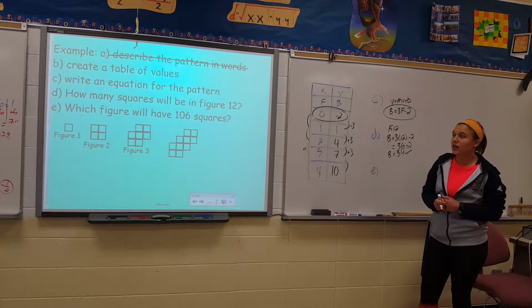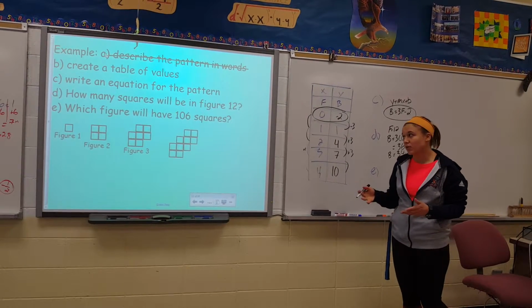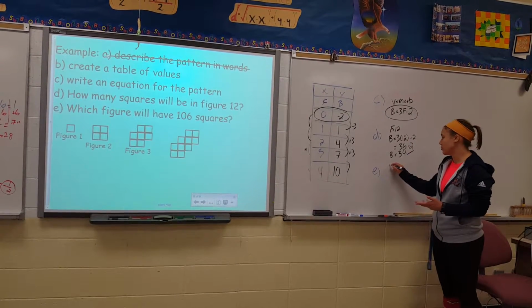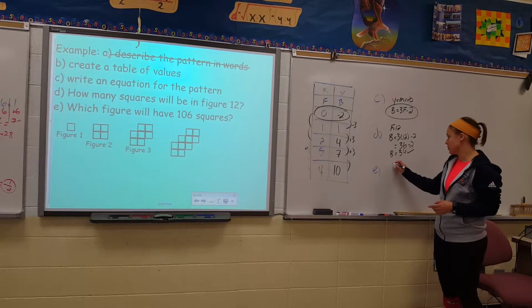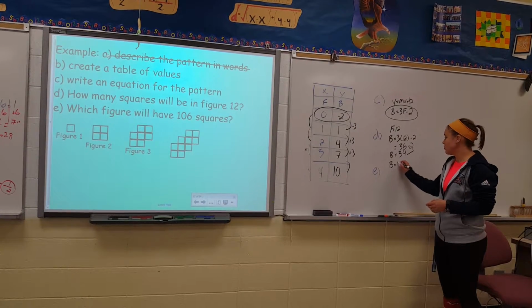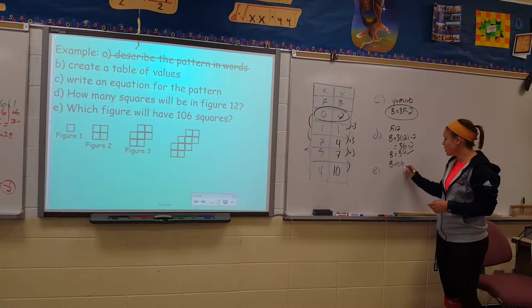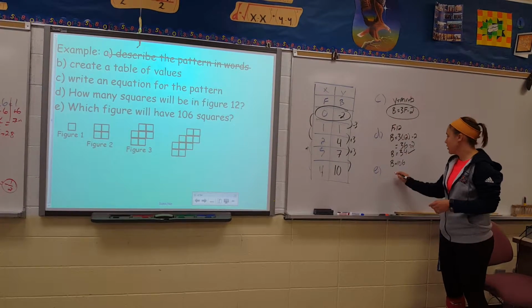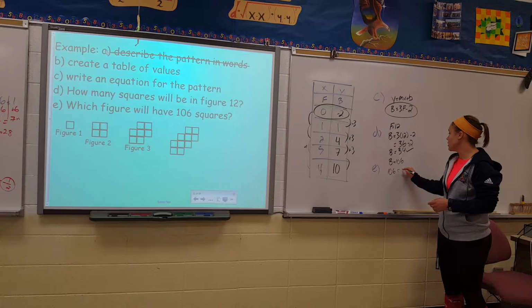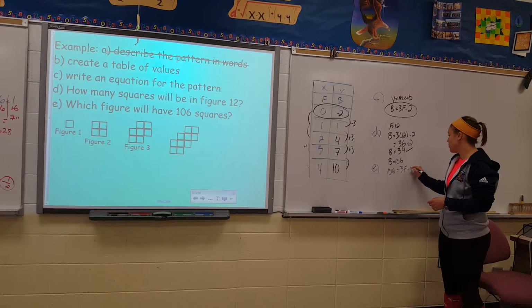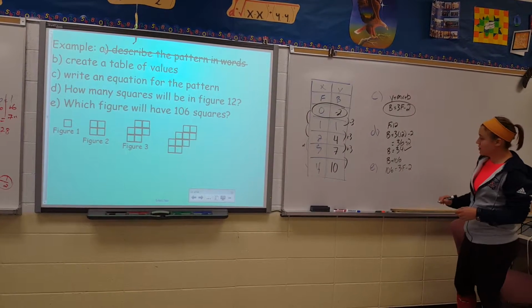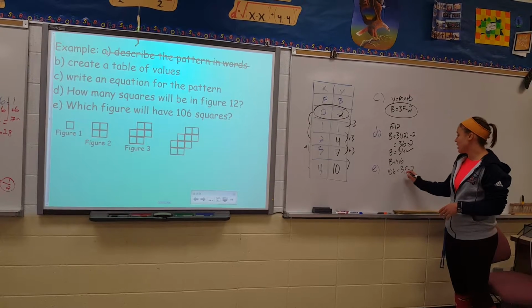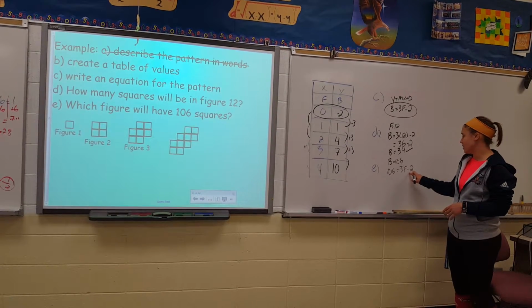Now, we have to figure out which figure will have 106 squares. Well, in that situation, I'm using B instead of squares, right? So B equals 106. Now, in this situation, instead of putting 106 in for F, I need to put it in for B. So I go 106 equals 3F minus 2. Now this is where we solve for F. So I need to get F by itself. I need to take out this guy first.